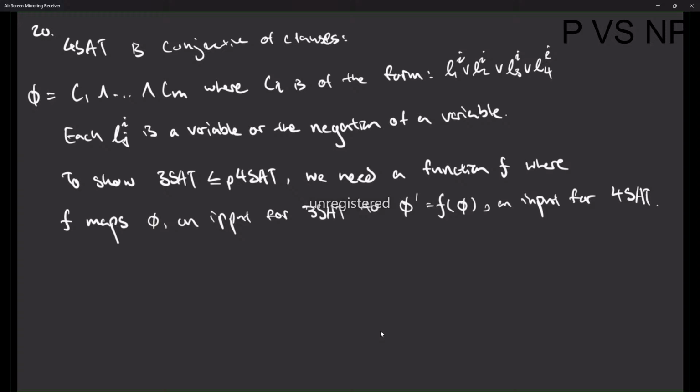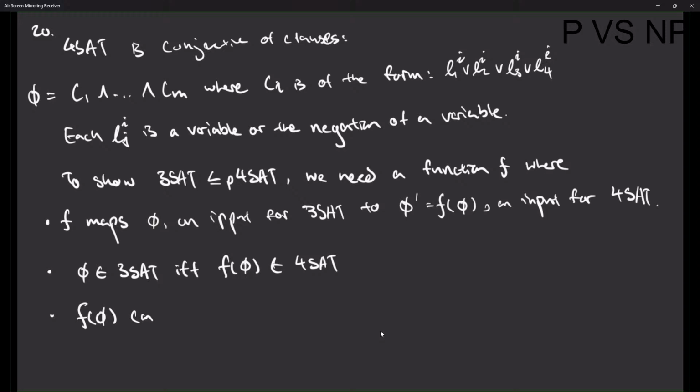Okay, and then we need to satisfy this. We also need to satisfy that phi is in 3-SAT if and only if phi prime is in 4-SAT, or in other words, f of phi is in 4-SAT, as well as f of phi can be computed in polynomial time.